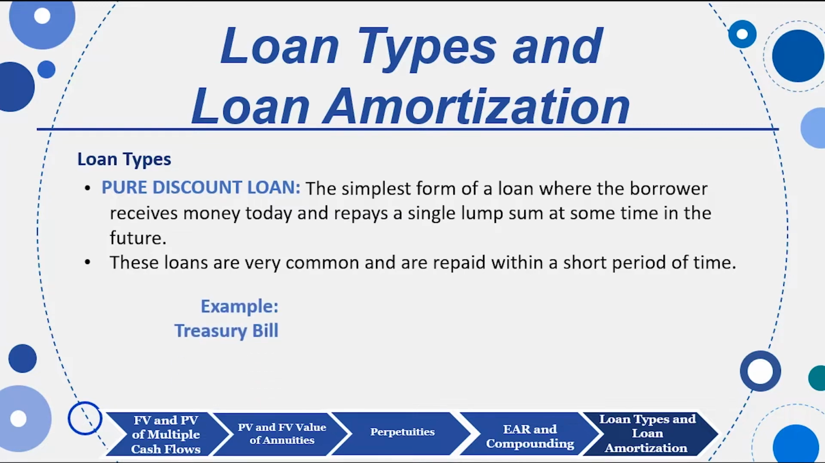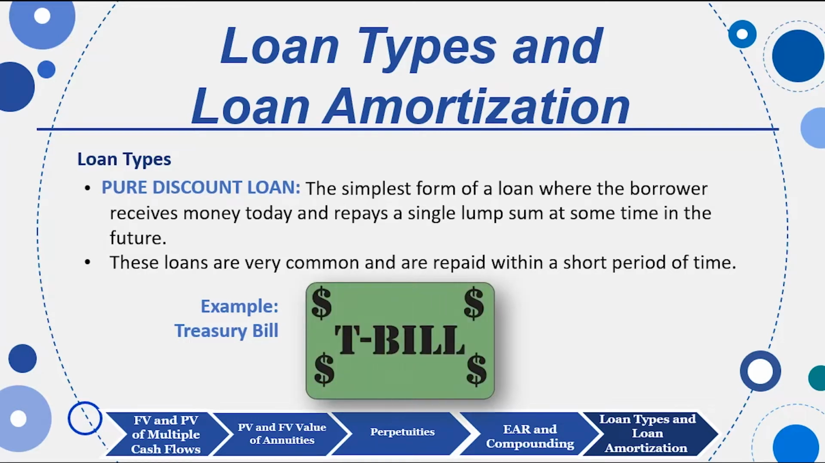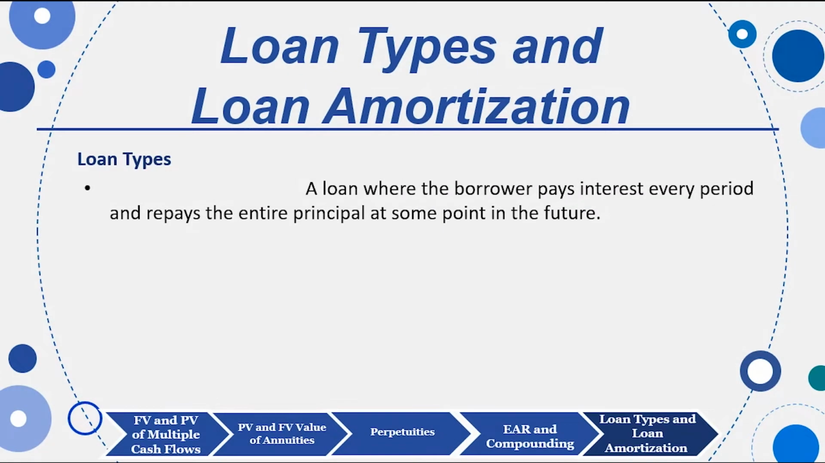So these loans are very common. You loan the money, in this case, in a T-bill to the government, and they pay you back over a relatively short period of time. What that time period is determines what rate of return you will get on that investment. Another loan type is an interest-only loan where you only pay interest every period, and you get the principal back at some point in the future.